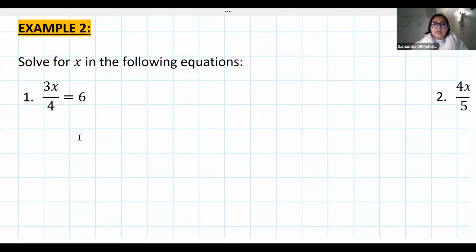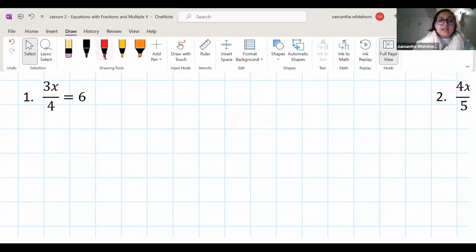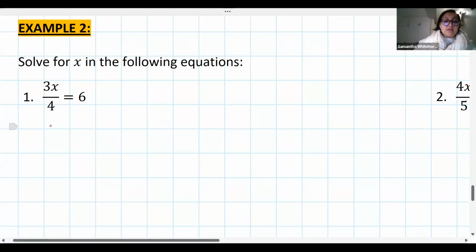So here we've got 3x divided by 4 equals 6. Okay, so when we have a fraction, the first thing we want to actually try and do is get rid of that fraction. Because like I say, fractions aren't scary, but if we can get rid of them nice and early, it makes our lives easier. So what we need to remember is that this fraction means division. So this section here means a division by 4.